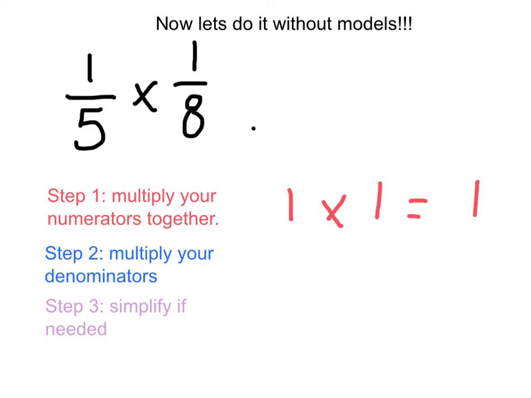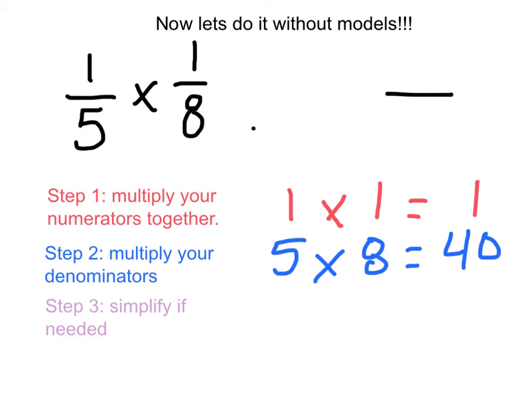Then I'm going to multiply my denominators together. 5 times 8 gives me 40. And then step 3 says to simplify, but I'm going to go ahead and put my problem into a fraction first. So I have 1/40, which cannot be simplified. So that's done. 1/5 times 1/8 equals 1/40.